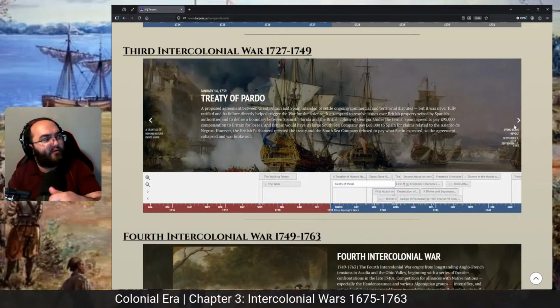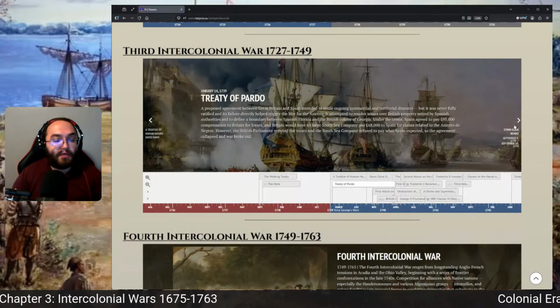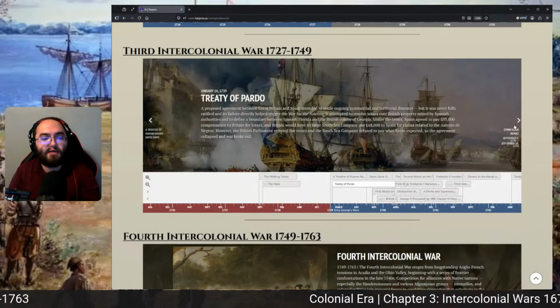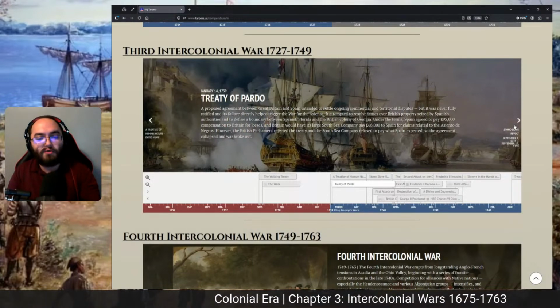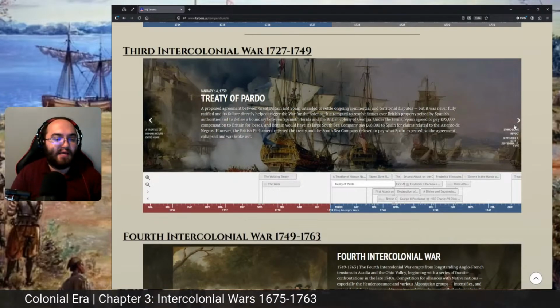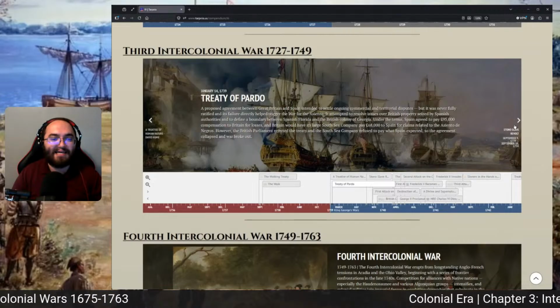You have the Treaty of Pardo. This treaty proposed an agreement between Great Britain and Spain intended to settle ongoing commercial and territorial disputes, but it was never fully ratified, and its failure directly helped trigger the war for the Asiento.